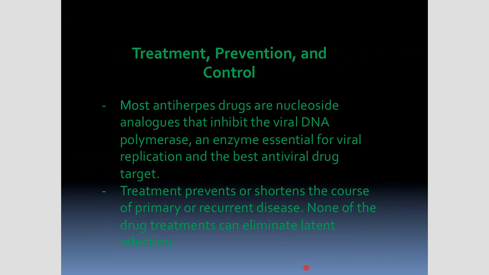So how do you treat and prevent? We use nucleoside analogs that interfere with the viral DNA polymerase. We already talked about that. Treatment prevents or shortens the course of primary disease. But unfortunately, there's nothing we can do beyond that.